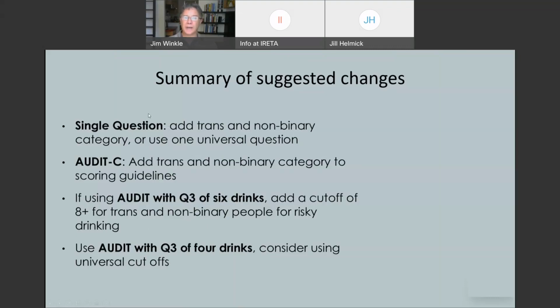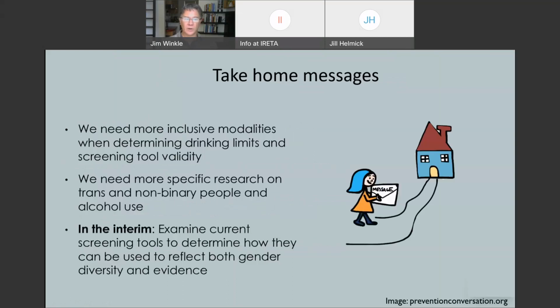So those are my ideas on how in the interim we can use screening tools to be inclusive while we wait for better evidence. So, all right, I got here 4 minutes below time, but we can stay as long as we want for comments and questions.